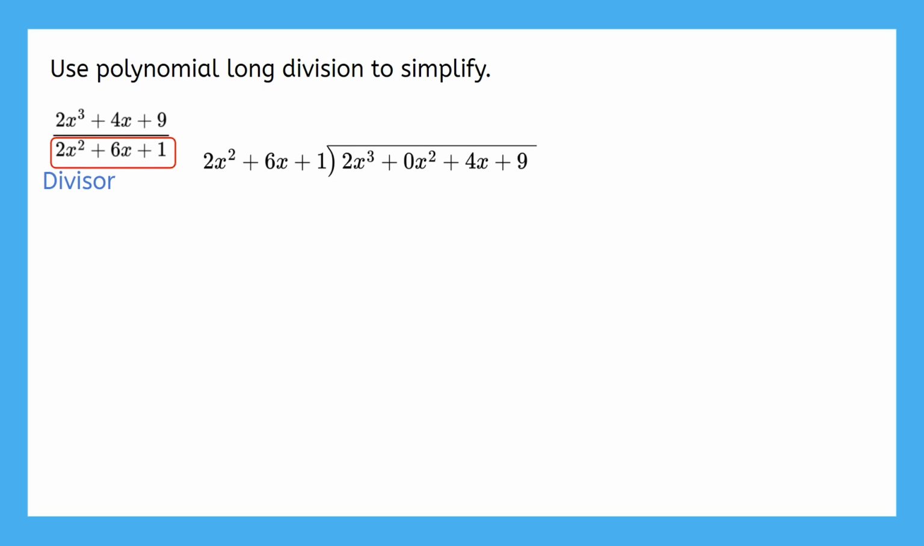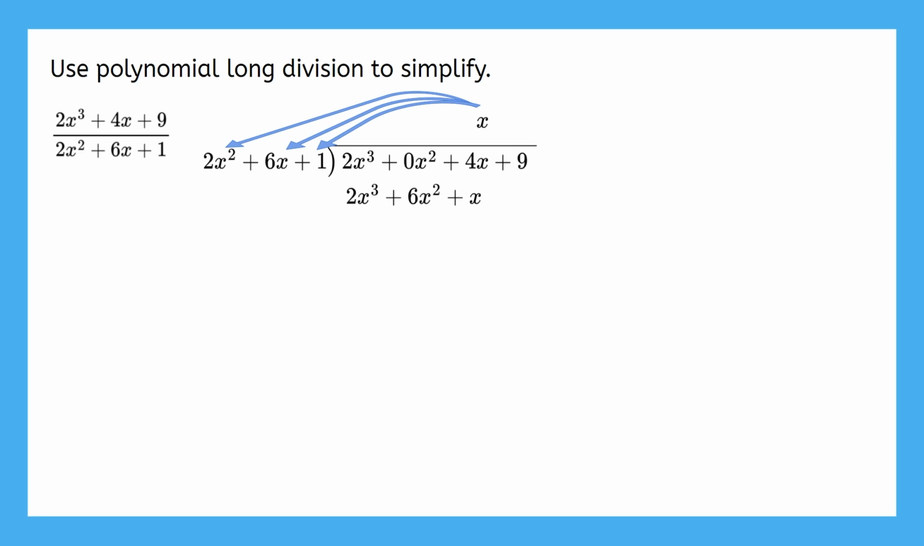Now that it's all set up, we have to divide to see what goes on the top of our long division symbol. So we take the first term here, 2x cubed, and divide it by the first term here, 2x squared. 2x cubed divided by 2x squared is just x. We put this up top above the x term in our dividend. Then multiply back through. Multiplying x by all three of these terms gives us 2x cubed plus 6x squared plus x.